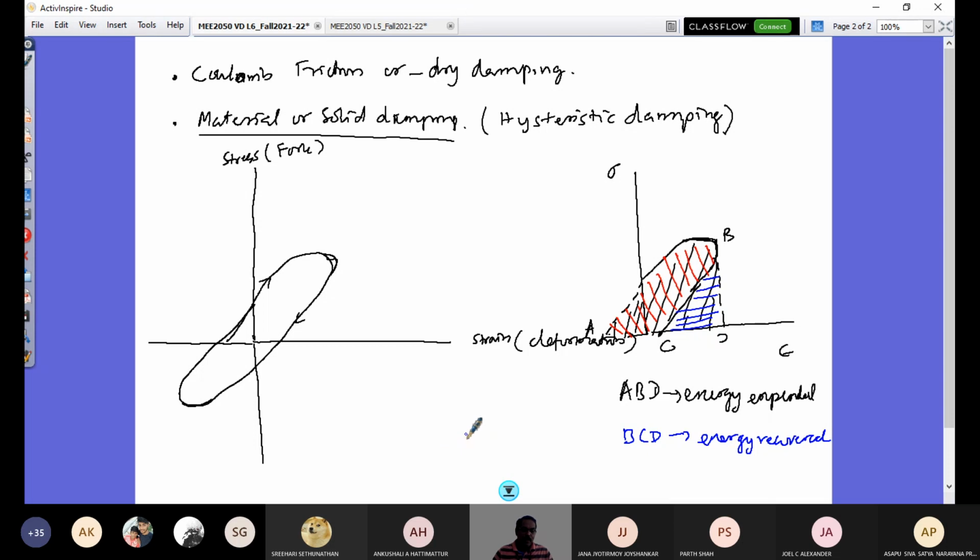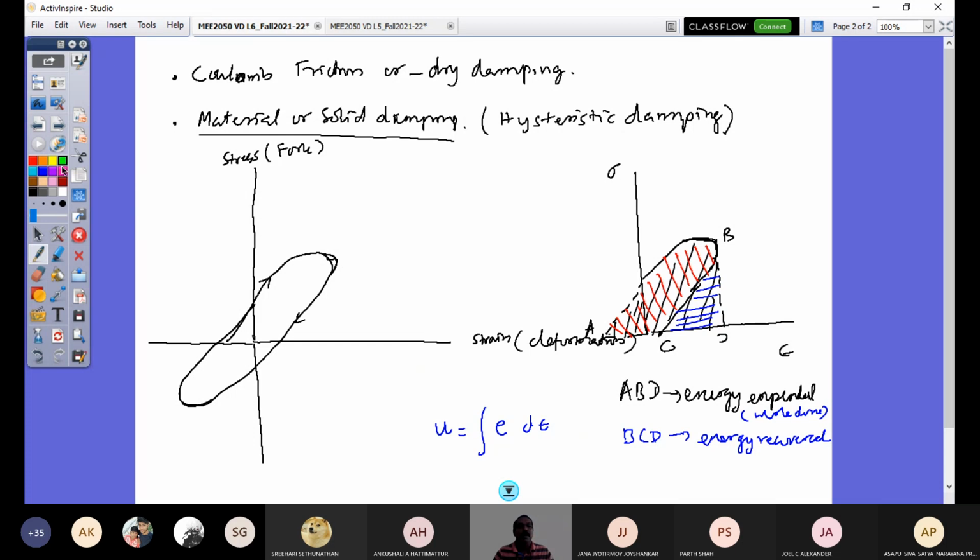expended? It's nothing but work done in a given cycle. One cycle of this loading cycle would be given by small u. That's work per cycle. Work done per cycle would be given by your stress into d epsilon. So what is this stress into d epsilon?